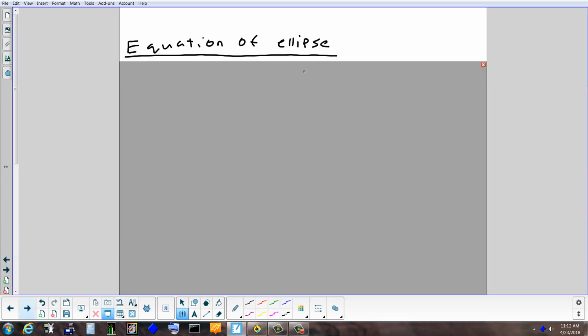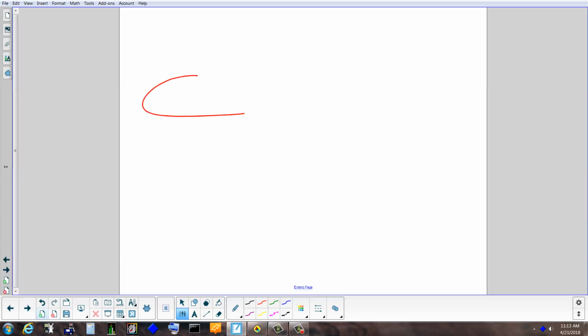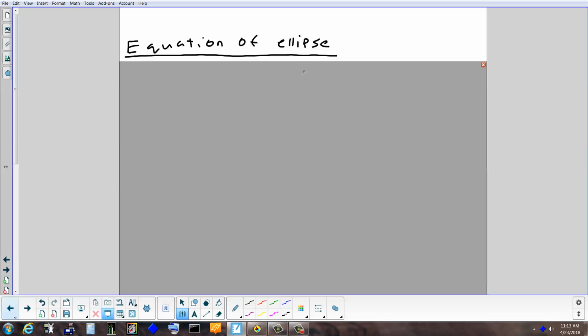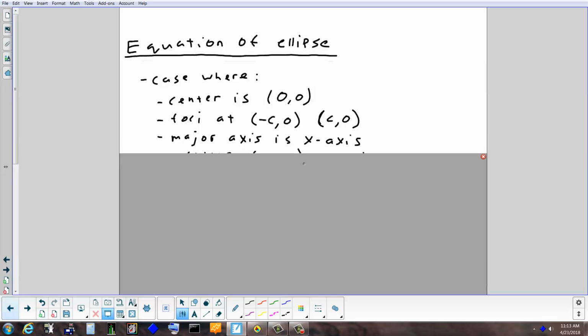All right. So there's not as many cases for an ellipse as there are for a parabola. For a parabola, there were 4 cases: opening up, down, left, or right. For an ellipse, there's only two. Either your ellipse has the major axis horizontal, or the major axis is vertical. Whichever way the ellipse is longer, that's the major axis. So we'll start with the horizontal case.